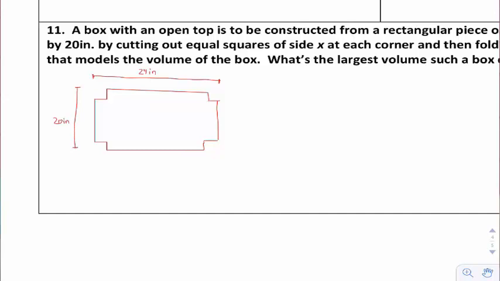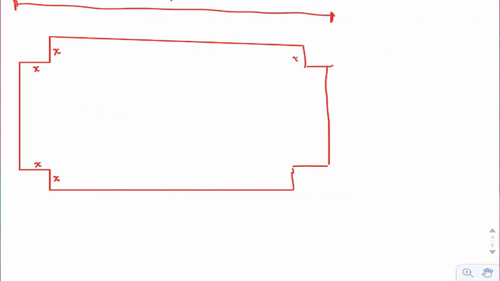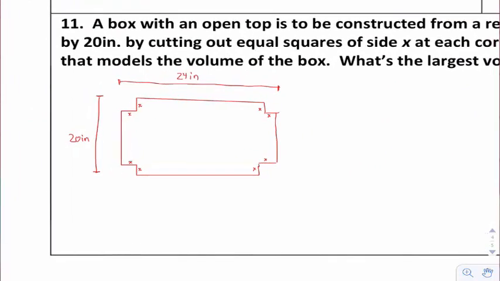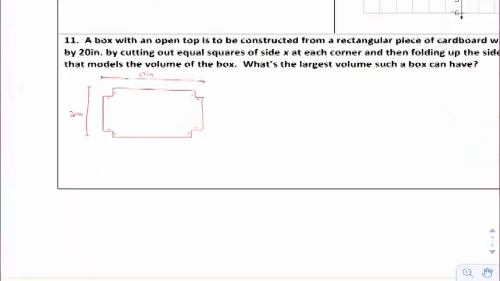So what we're doing is we're cutting out equal squares of side x at each corner. So you look at these little corners, these distances right here are going to be x. All of them. They're all the same. Even if my picture doesn't show them the same, they're the same. So we want to find a function that models the volume of that box.